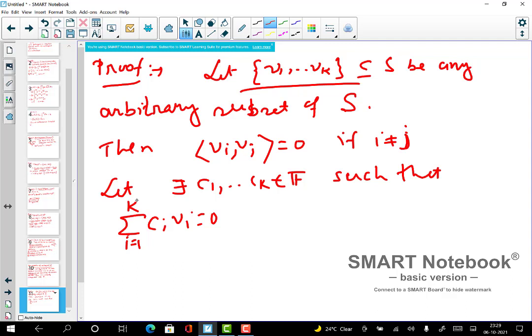The property given to us is that the inner product of vi and vj is actually 0 whenever i is not equal to j, right? That is given to us. Now can we apply this theorem? Can we apply this property? This is a simple question. The answer is yes, we can apply this property. So let us check how to apply it.